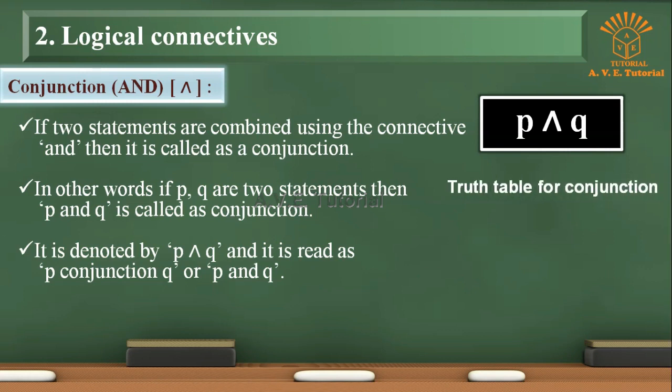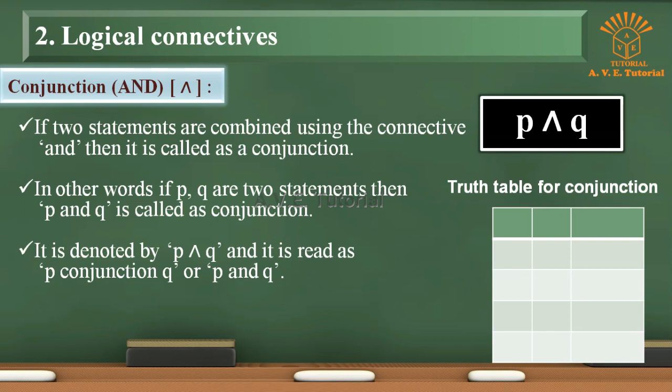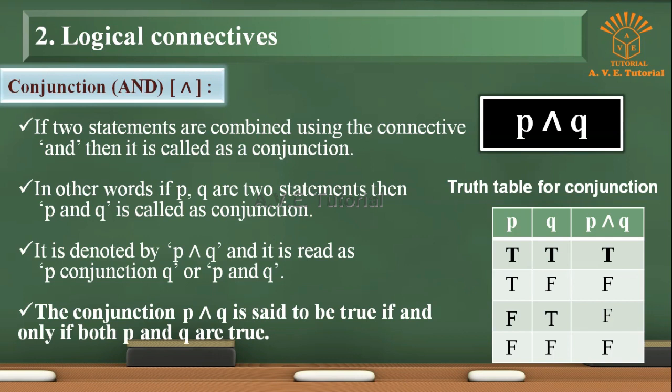Truth table for conjunction. First row, P, Q, P and Q. Second row, T, T, T. Third row, T, F, F. Fourth row, F, T, F. Fifth row, F, F, F. The conjunction P and Q is said to be true if and only if both P and Q are true.